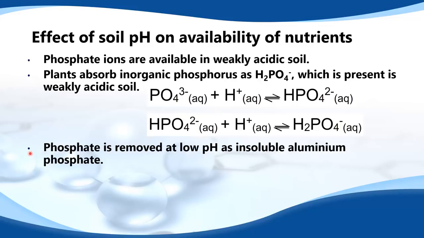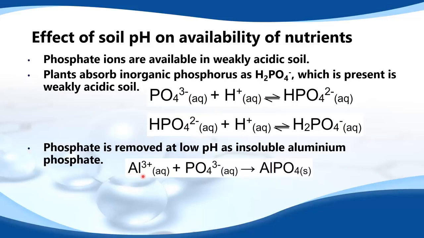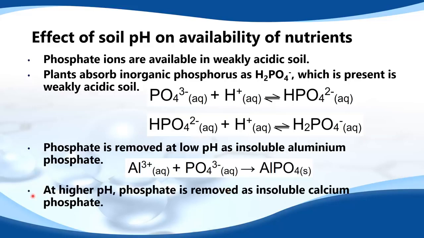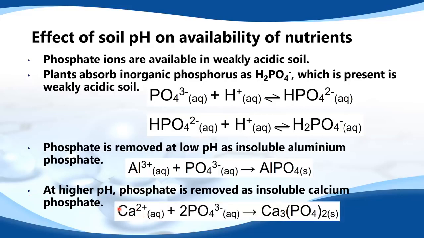Phosphate is removed at low pH as insoluble aluminium phosphate. And that's the equation that we just looked at. That's Al3+ plus PO4 forms the insoluble aluminium phosphate. At higher pH, phosphate is removed as insoluble calcium phosphate. So here we have the Ca2+ ion reacting with the phosphate ion to form the insoluble calcium phosphate.